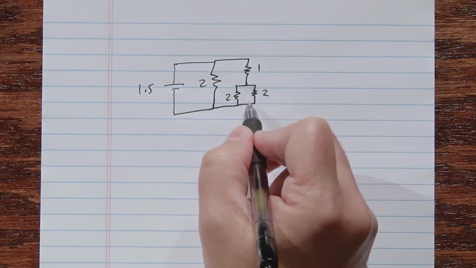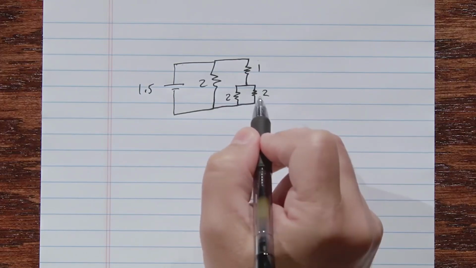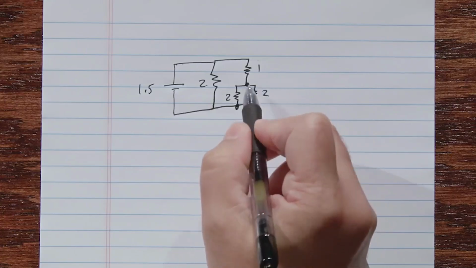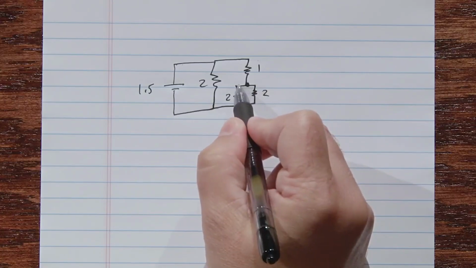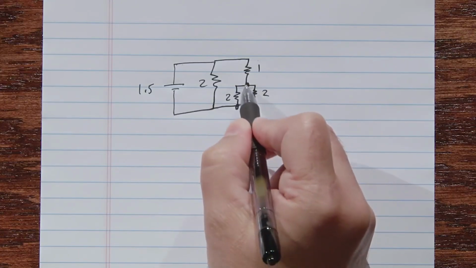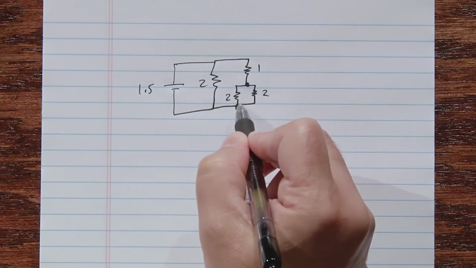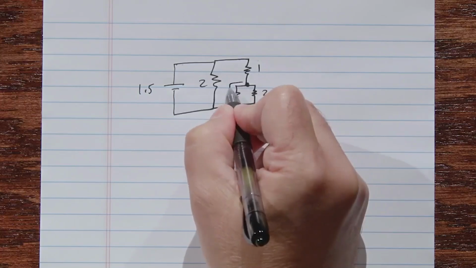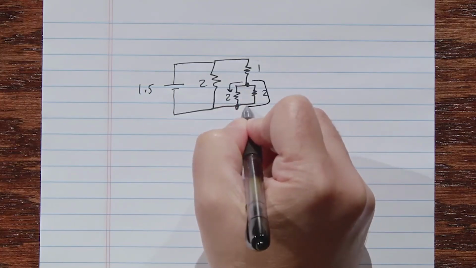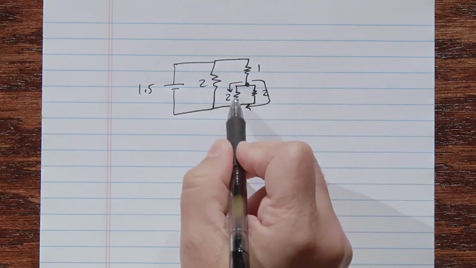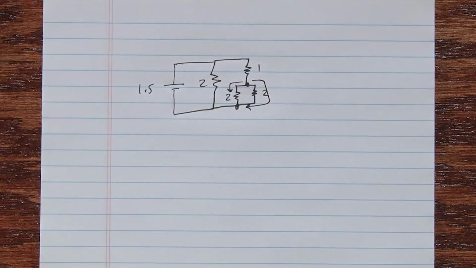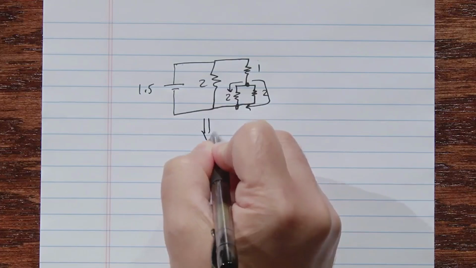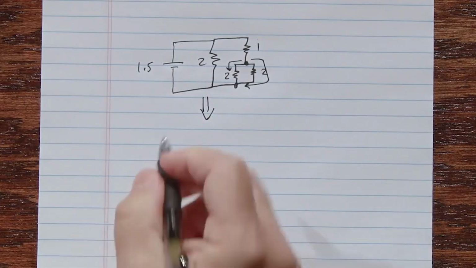Now these 2 ohm resistors, however, are in parallel. If I look at this point right here and this point right here, then whatever current flows in here flows through this 2 ohm resistor or flows through this 2 ohm resistor. So here we have 2 resistors that are in parallel. The current can take 2 paths, and each time it only flows through 1 resistor. So what we can do is replace those 2 resistors with a single resistor.